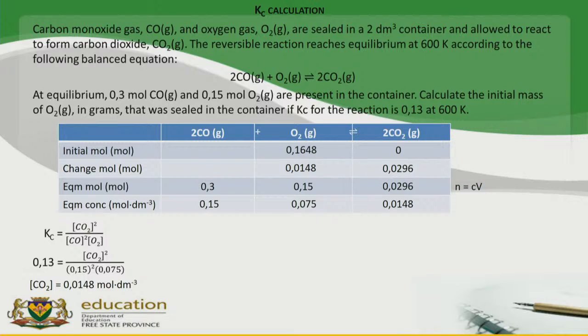Now that you have the initial moles, what was the question? Calculate the initial mass of oxygen. So you go back to the formula, n is equal to mass over molar mass. You have the moles, which is 0.1648, and then you know that the molar mass of oxygen will be 16, but we have 2 oxygens, therefore it will be 32. You'll get the mass. So this is what I'm talking about. I said to you, every time when you have stoichiometric calculations, you'll use the formulae that have number of moles.